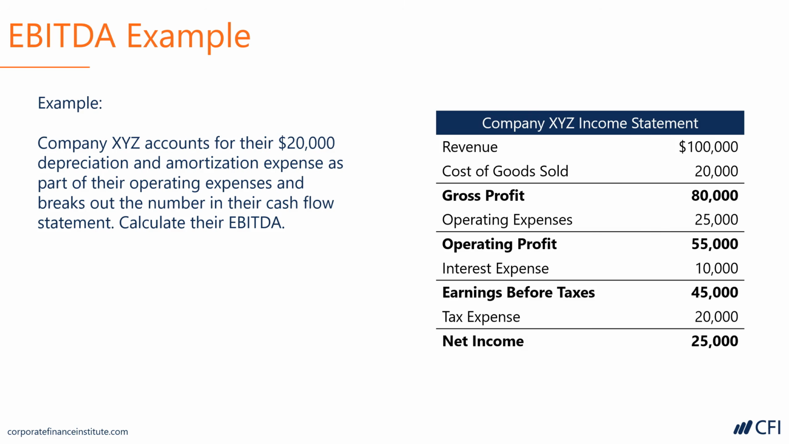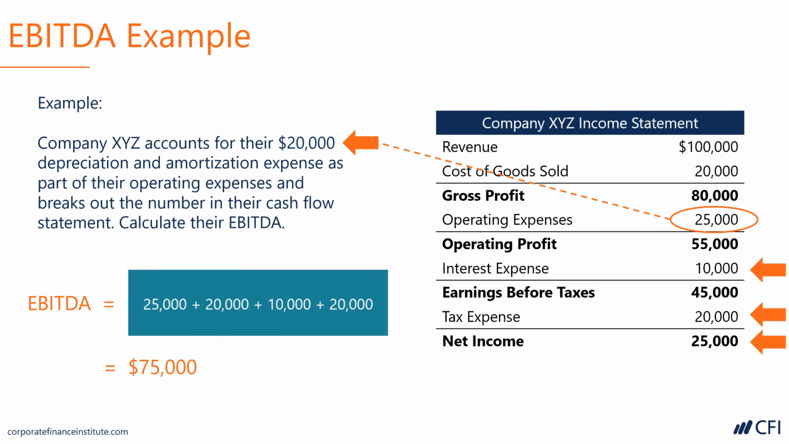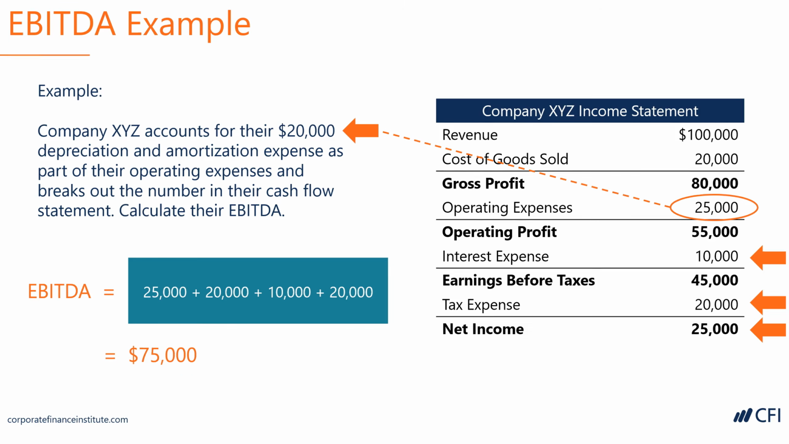So let's calculate the company's EBITDA. We start at the bottom of the income statement, add back taxes, add back interest, and then we go to the cash flow statement to add back $20,000 of D&A. So here is the full formula, and the total is $75,000.